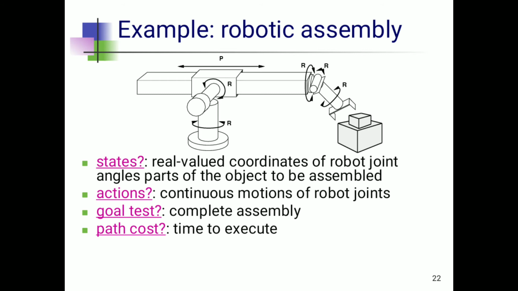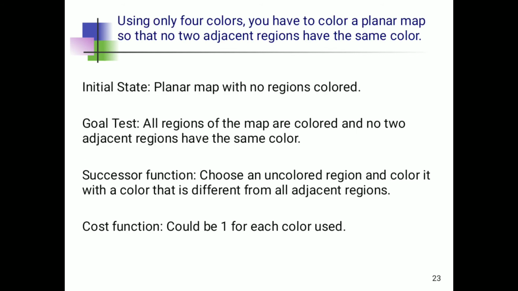And what will be the actions? Continuous motions of robot joints. So there will be continuous motion of the robot joints. Then what is the goal test? The goal test is the complete assembly. So whenever there is a complete assembly of the robot, it is said to be in a goal state. And what will be the path cost? We have to execute this particular robotic assembly in less amount of time. So time to execute represents my path cost.